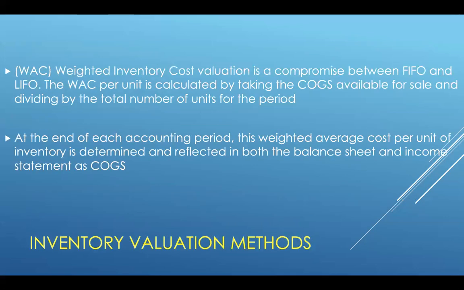WAC, which is another option, the weighted average cost inventory valuation, is a compromise between FIFO and LIFO. The WAC per unit is calculated by taking the cost of goods available for sale and dividing by the total number of units for that period. And at the end of each accounting period, this weighted average cost per unit inventory is determined and reflected both in the balance sheet and the income statement of cost of goods.